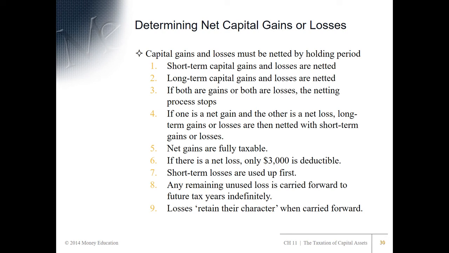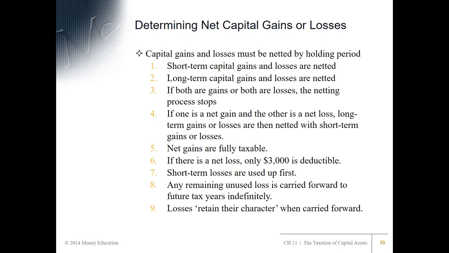Capital gains and losses must be netted by holding period. First, short-term capital gains and losses are netted together. Then, 2, long-term capital gains and losses are netted. 3, if both are gains or both are losses, the netting process stops. So you're done netting. Number 4, if one is a net gain and the other is a loss, however, then the long-term gains or losses are netted with short-term gains or losses.